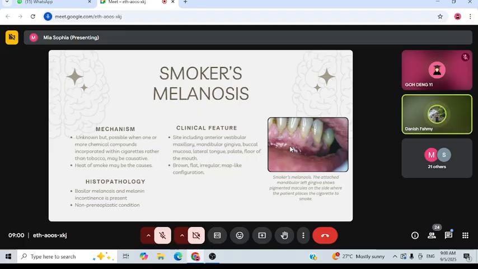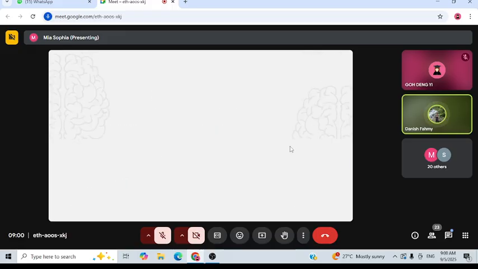For the clinical features, sites include the anterior vestibular maxillary and mandibular gingiva, buccal mucosa, lateral tongue, palate, and floor of the mouth. It is brown, flat, with regular, map-like configurations. This is an example picture.